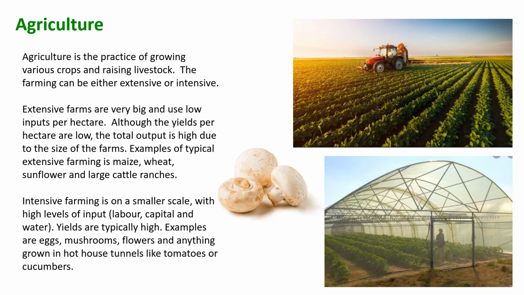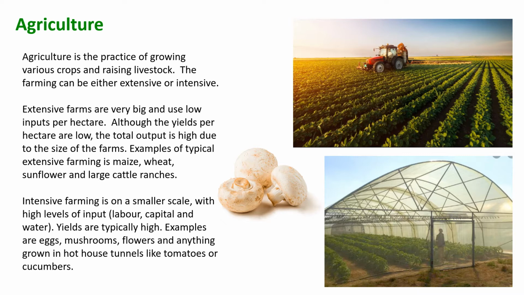Grade 12s. Today we're looking at the section on agriculture. We're going to do this section in two parts. So let's get started. Agriculture is the practice of growing crops and raising livestock. This farming can be either extensive or intensive. Let's have a look at the two.